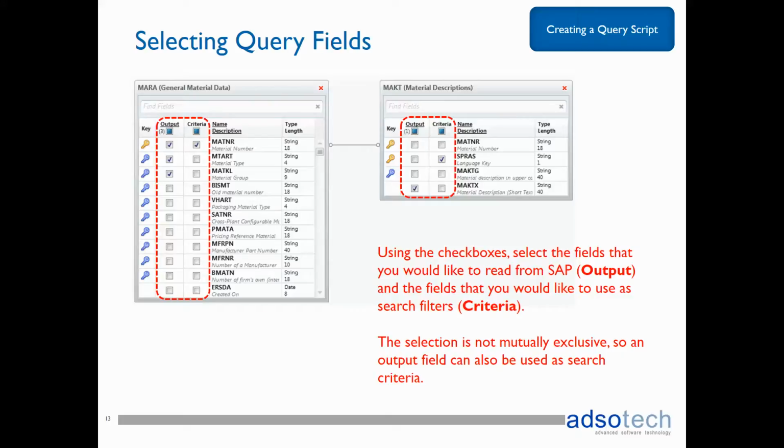Once all the tables have been added, you can start picking which fields you want to read from SAP and which fields you want to use as search criteria filters. Use the checkboxes to mark the fields you want to read as output fields, and use the criteria checkbox to indicate search criteria fields. The selection is not mutually exclusive, so a field can be both an output field and a criteria field. In our example here, we've picked a handful of output fields and 2 criteria fields, the material number and the language key.